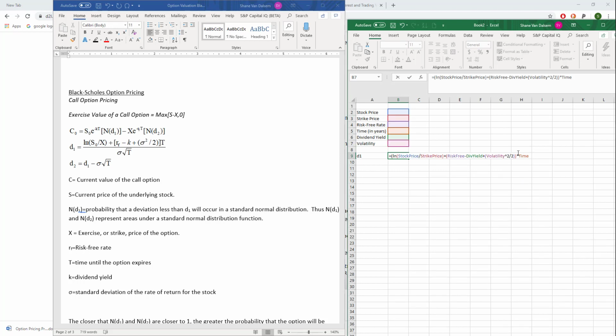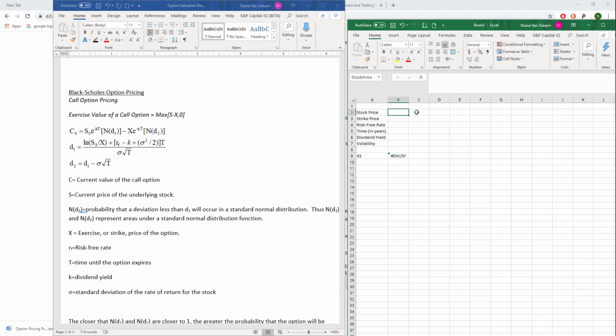And then I'm going to put another close parentheses, and that takes care of my numerator, divided by my denominator, which is volatility, and I put an open parentheses there again, multiplied by the square root, so SQRT for square root in Excel, of time. And again, I'm just using this value over here. Close parentheses, close parentheses. So there's my D1.